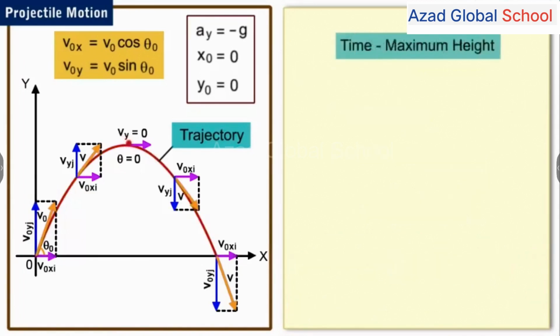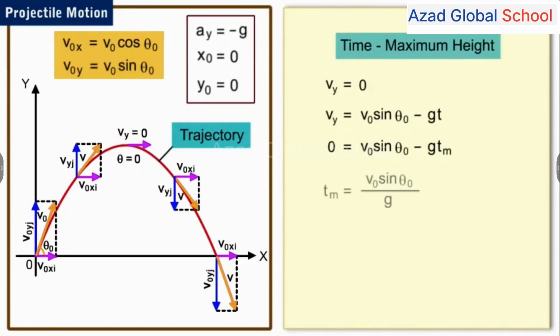Let's now find the time taken by the projectile to attain maximum height. At the top point, momentarily, Vy is equal to 0. Substituting Vy is equal to 0 in the equation, we get the expression as shown here. Tm is the time taken to attain maximum height. Therefore, we can write Tm is equal to v0 sin θ0 by g. Let this be equation 6.